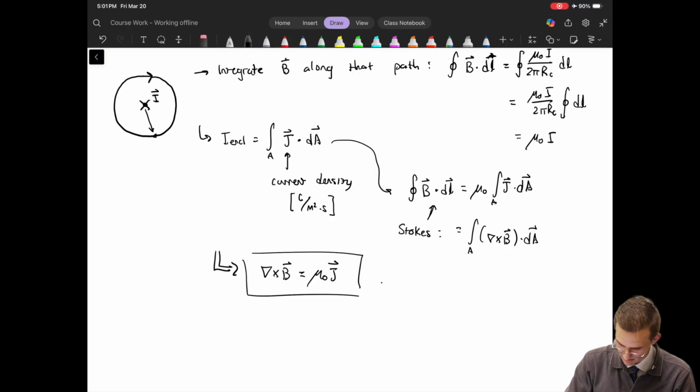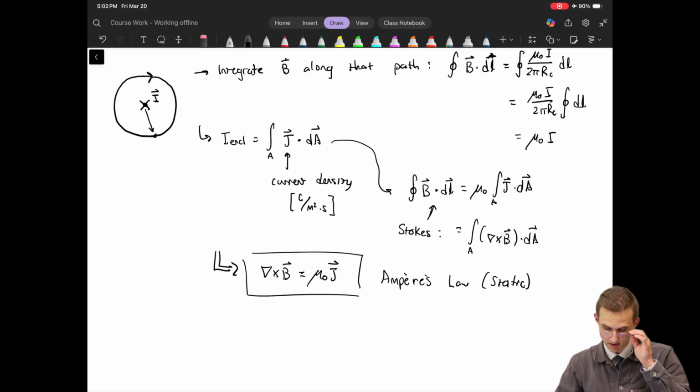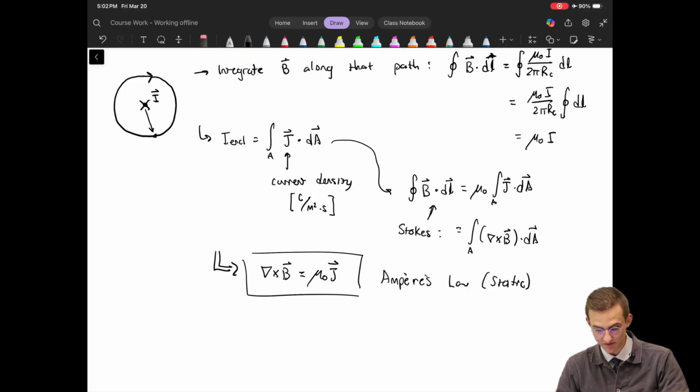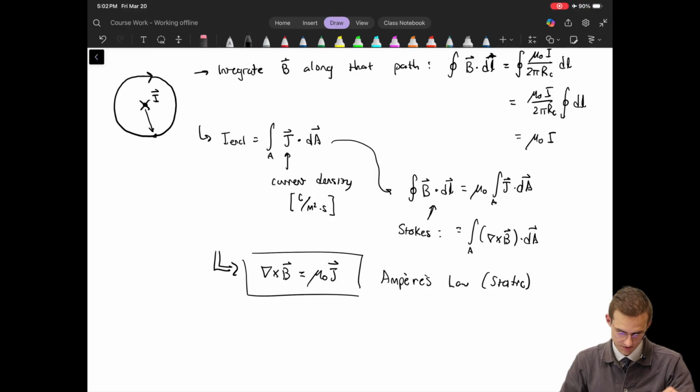So that's Ampere's law for static, constant currents. Nothing's moving, and we'll see how Maxwell dealt with those cases in just a moment.